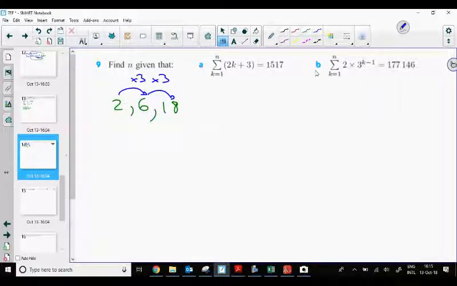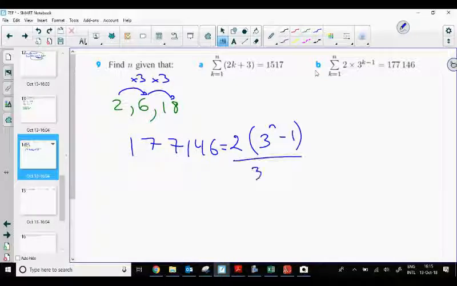And my sum is going to be equal to this gigantic number when I have a first term of 2 multiplied by my common ratio, which is 3 to the power of n minus 1 over 3 minus 1, which is just 2. And then we can solve that. Those 2's are going to cancel. I'm going to add 1 over here, and I got 177,147 is equal to 3 to the power of n.